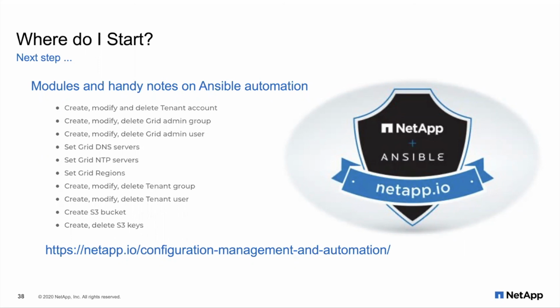In addition, we have our own S3 bucket and S3 keys management modules. So it's so much easier for you to take up any automation project, right? So all of this is available on our netapp.io site. There are several blogs and instructions on fetching the collections for StorageGRID. And I believe there's also a Slack channel if you want any assistance, okay?